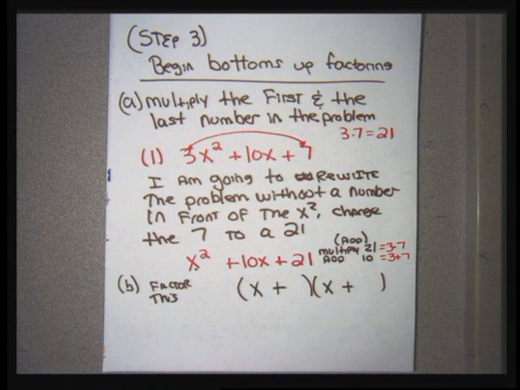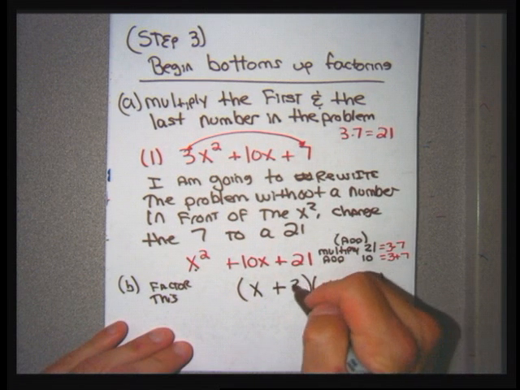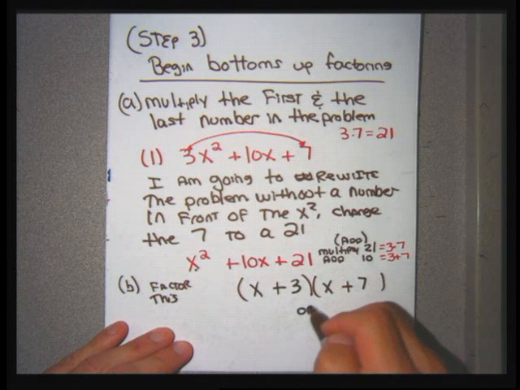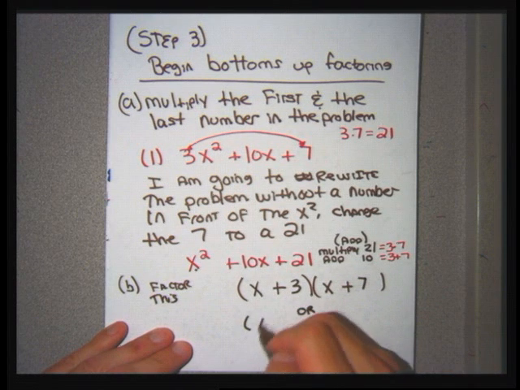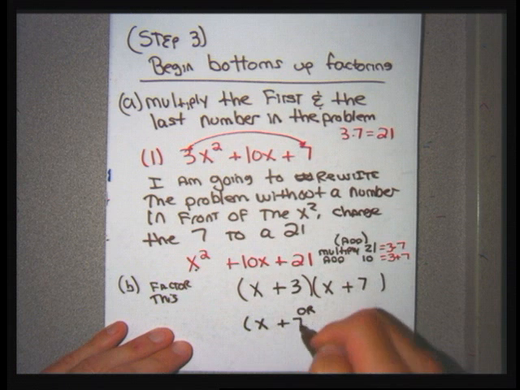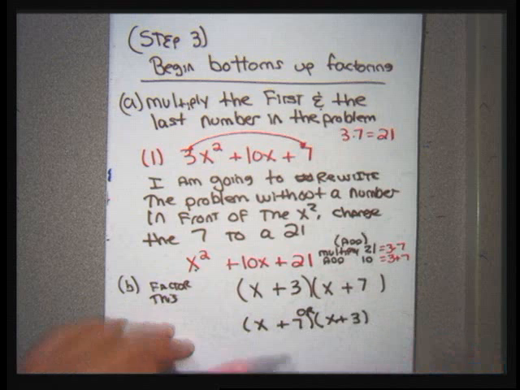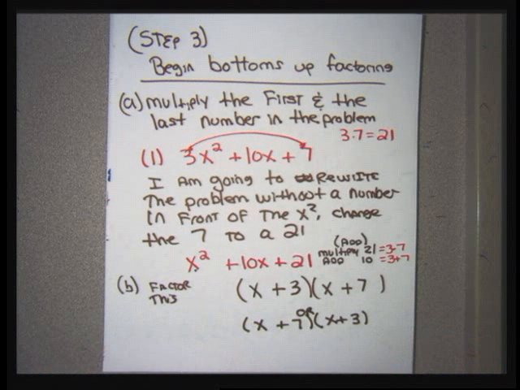When the signs are both plus, it doesn't matter where you put the numbers. So it would be equivalently correct for this step to write x plus 3 times x plus 7, or you could write x plus 7 times x plus 3. Both of these are correct. There isn't one that's preferred over another. So you can't go wrong when the signs are both plus. If you get the correct lasts, it doesn't matter which parentheses you put them in.